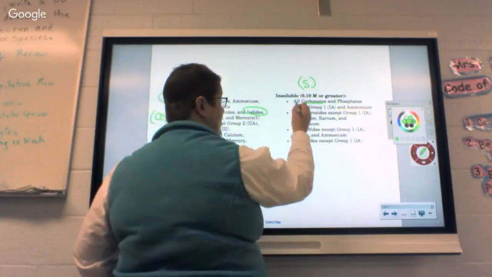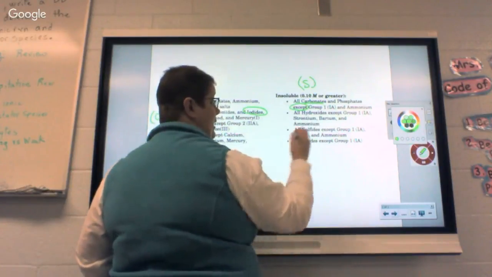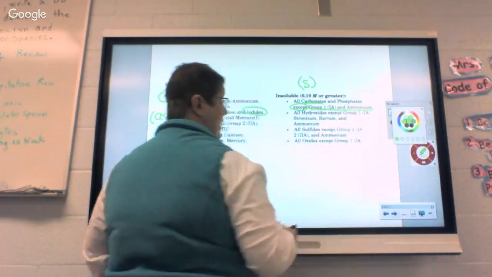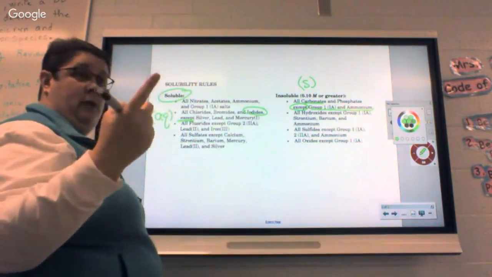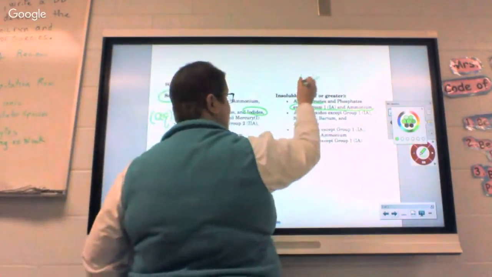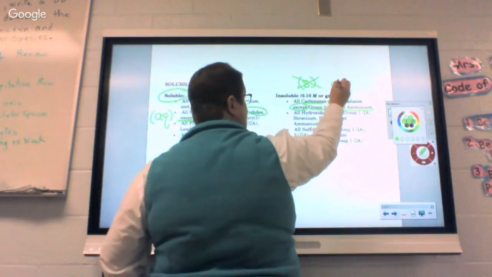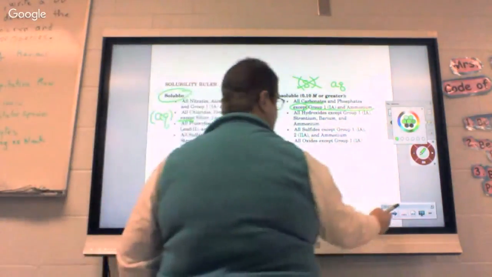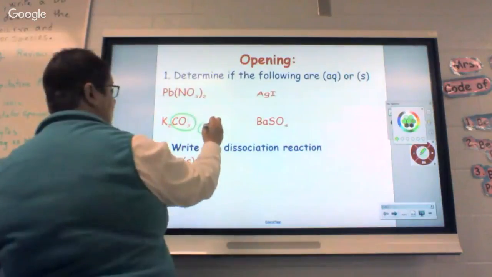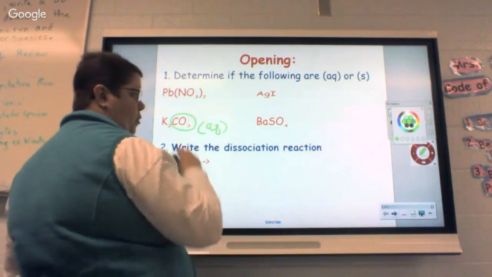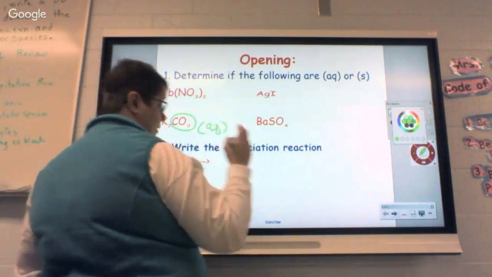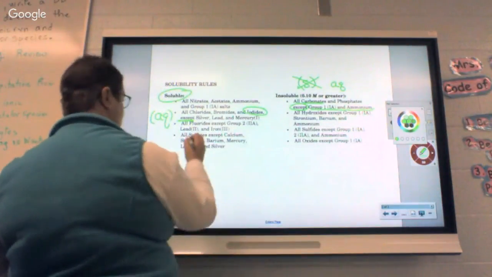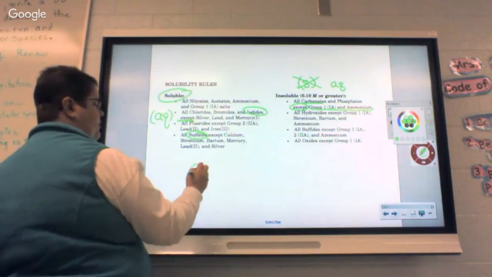Now, check the exception. Is the first ion one of those things? Is it a group 1? Okay, so that means you're going to change this to what? AQ. And the last one we had is BaSO4. So what is SO4? All right, so all sulfates are what? Soluble, so AQ.